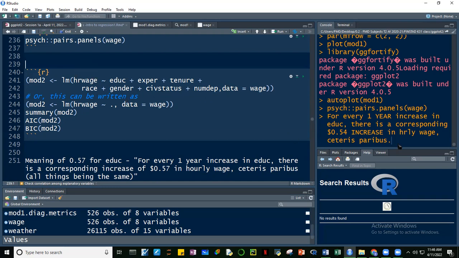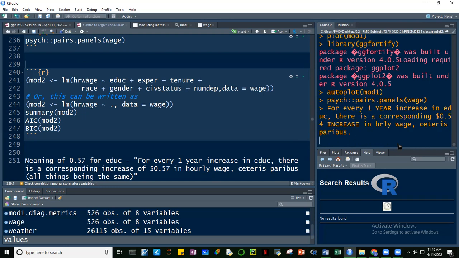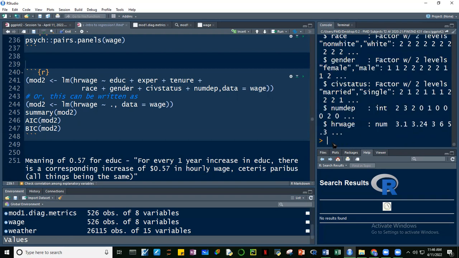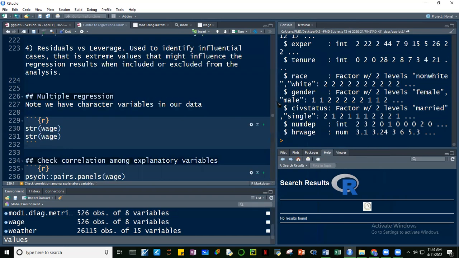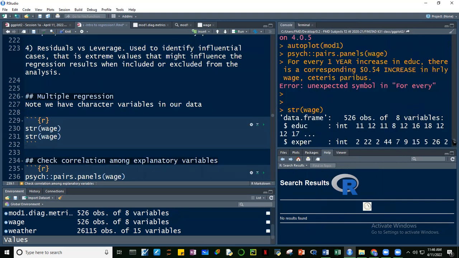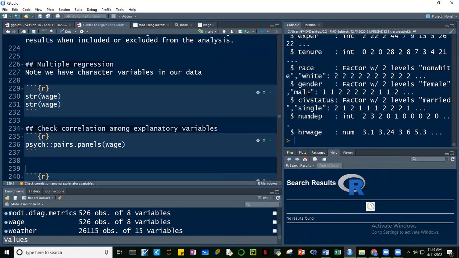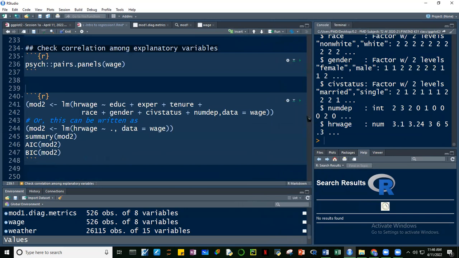Now let me just check guys kung it's important for us to check. Let me just check yung structure ng wage, just to check kung naka-factor na yan. Factor na sa civil status, race, gender. Okay, good. So that's what we need, to transform yung mga character variables niya.